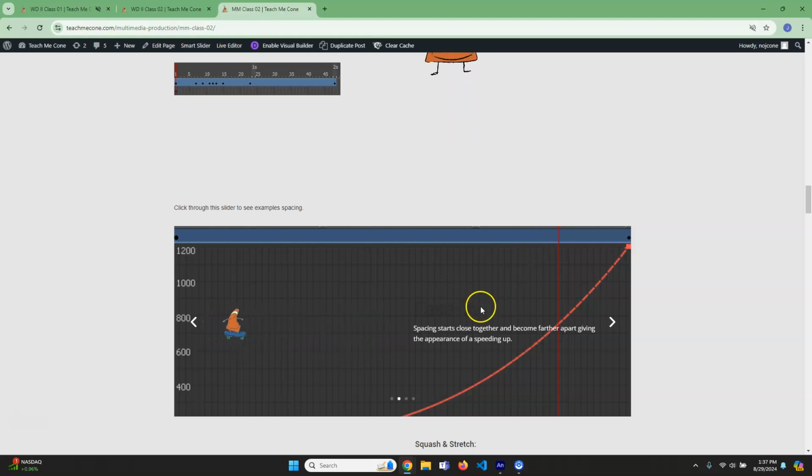So this is an ease in. You're easing into the speed, right? If I was going to push on the gas in my car, it's going to ease in. It's going to start slow and then my car is going to get faster, faster, faster, faster.